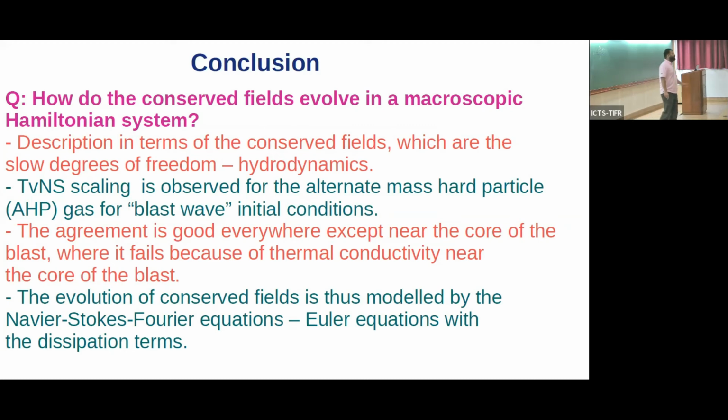And we see that the TVNS solution is observed for the alternate mass hard particle gas in our system. The agreement is very good everywhere, except near the core of the blast. At the core of the blast, there is a disagreement because of the contribution of the conductivity term, which is not accounted for by the Euler equation. In the Euler equation, there is no conductivity term. Therefore, we consider the Navier-Stokes-Fourier equation, which has the conductivity term, and we find a very good agreement. Thank you. Any questions?